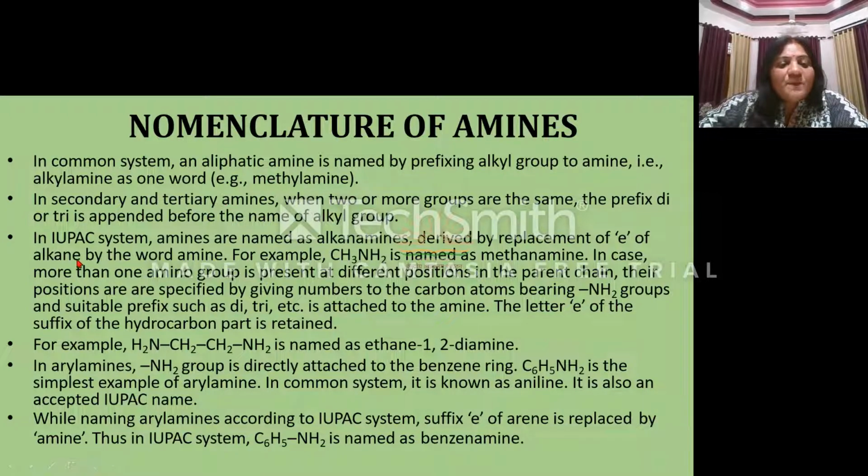But when we do the IUPAC nomenclature, then the IUPAC nomenclature is different from the common system of nomenclature. Here we take the alkanamines. So we replace the E from the primary suffix and we add the suffix amine. Now the IUPAC nomenclature of the CH3NH2 will be methanamine. We replace the E from the methane and we add the suffix amine. So IUPAC name of the CH3NH2 is methanamine and the common name is methylamine.